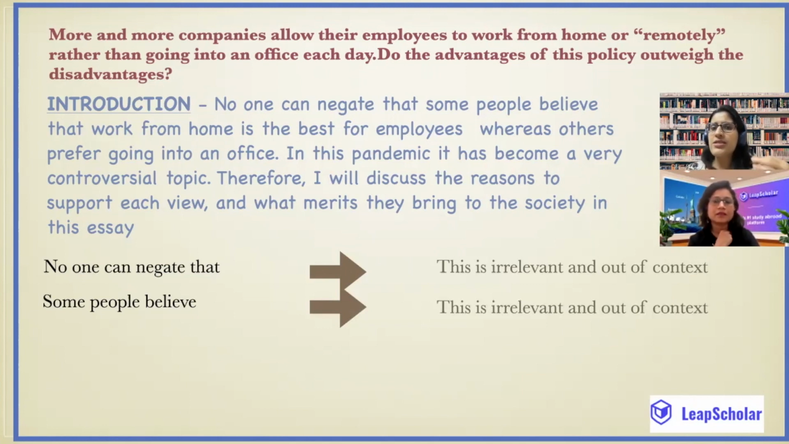We can use gerunds, we can use passive structures, we can use different structures to say the same thing. So the student could have said that an increasing number of companies are permitting, instead of saying allowing. Nowadays, because it's a trend going on, an increasing number of companies are allowing their staff or their employees to choose to work from home.